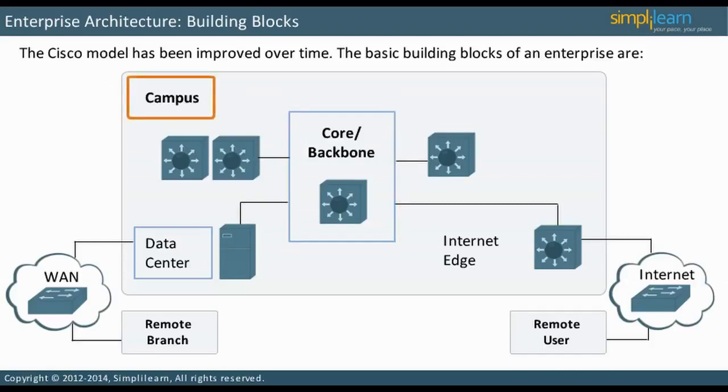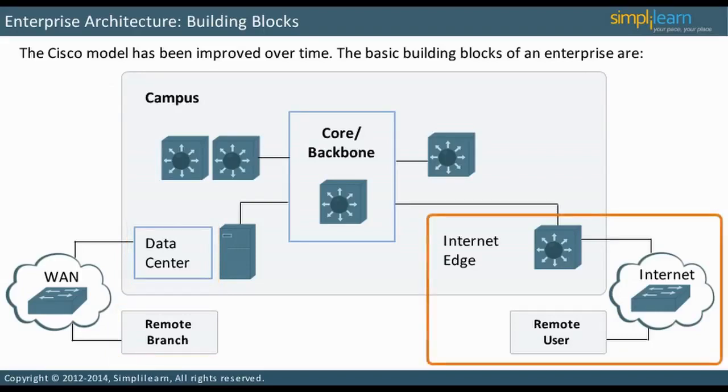The campus is an aggregation of LANs that is limited to a building or a group of buildings. The data center is responsible for the data and resources needed throughout the enterprise. Branch WAN service the remote branch locations. The Internet Edge involves Internet connectivity and remote access by individual users.